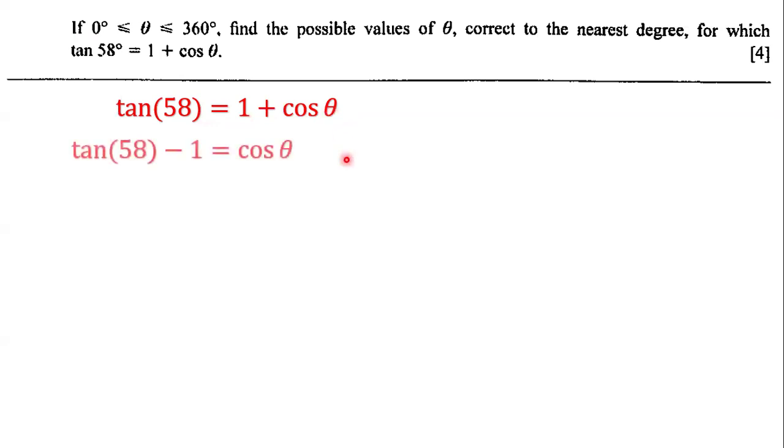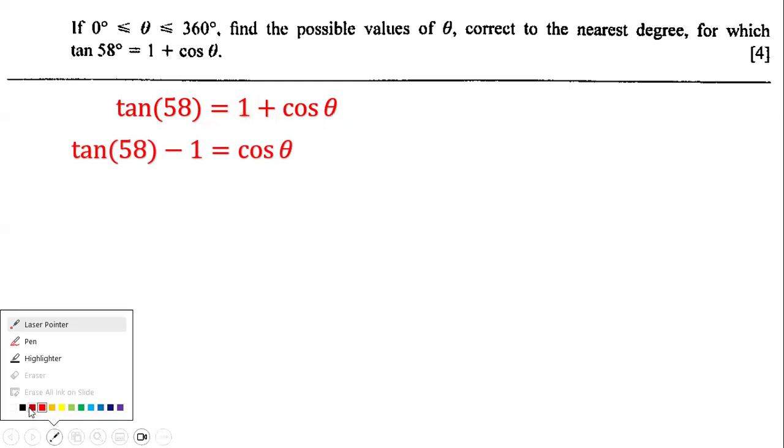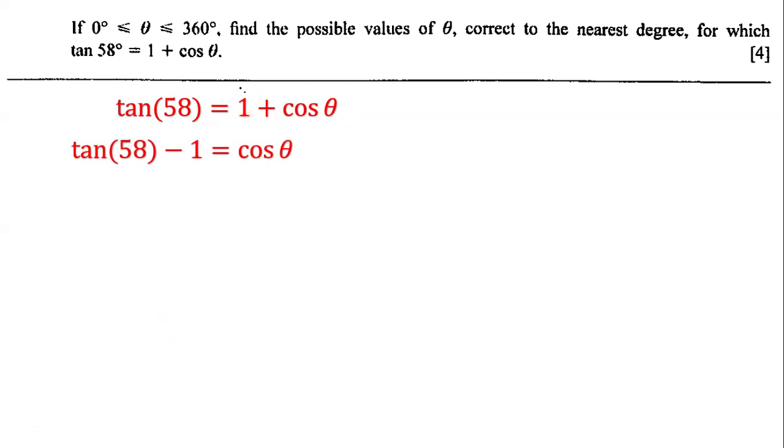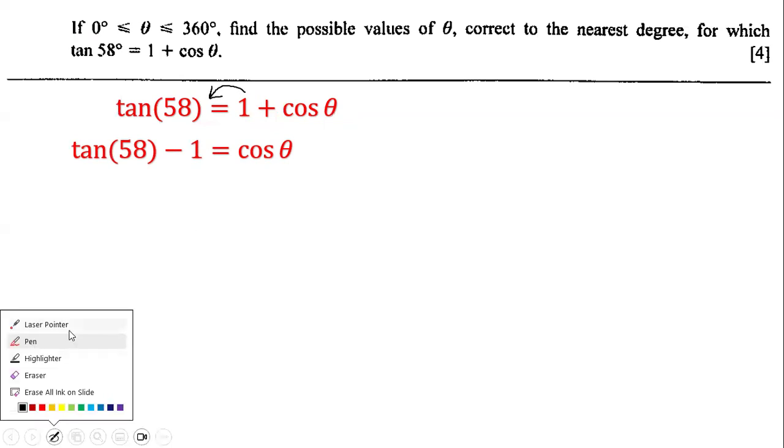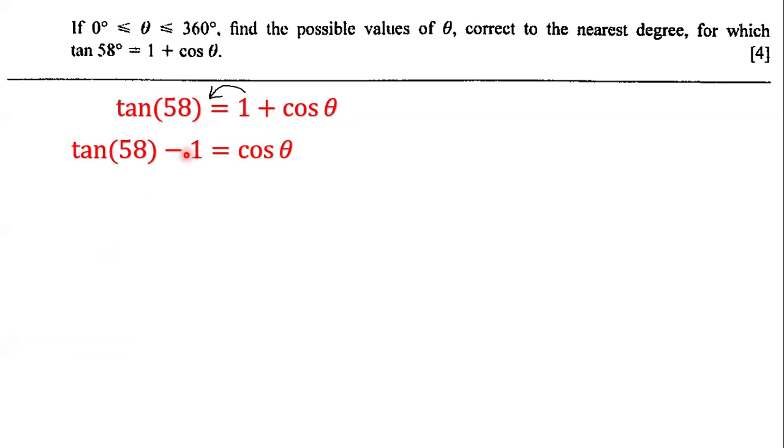And so what we're going to do is we have 1 here and we're going to take 1 and send it over the equal sign. When we send it over the equal sign, it was a positive 1, but then it becomes negative 1. So we have cosine of theta is equal to tan of 58 degrees minus 1.